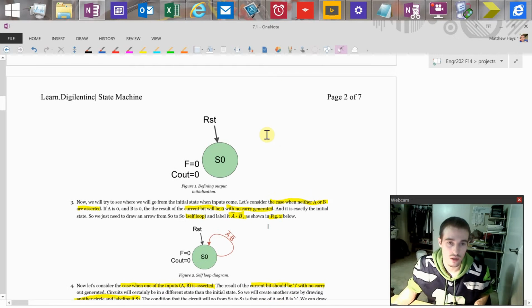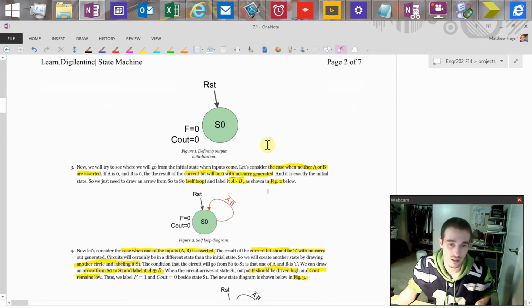Going through it, it says that you're supposed to start with the simplest state. Let's say f is the sum and cout is the carry. And 0, 0 would be the most simple state, and it makes sense to start with that because, well, it's just simple.